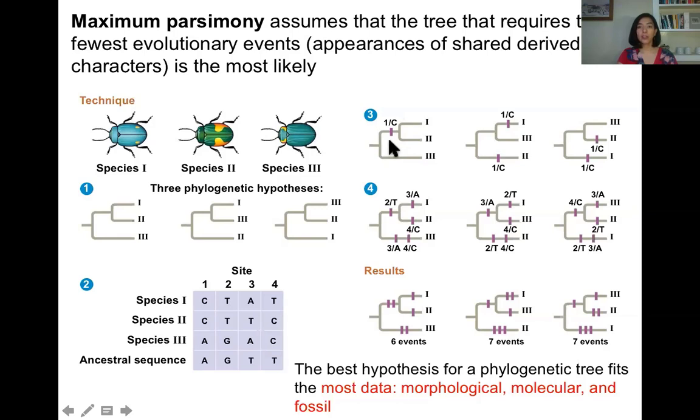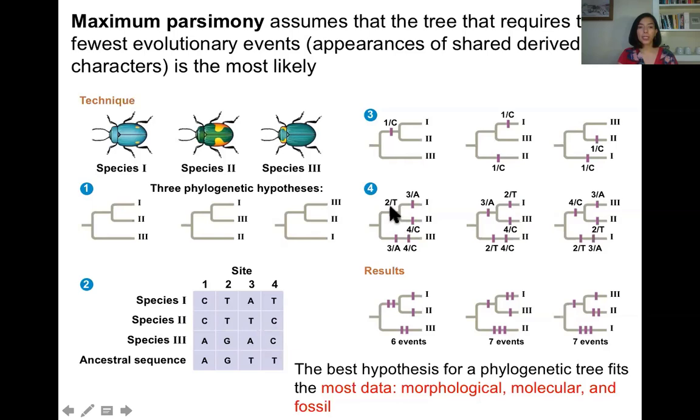Now let's go to the next site. The ancestral sequence will have a G. So we're not going to mark species 3, because it has a G as well. But then what happens with species 1 and 2? They have a T right here. So species 1 and 2 have a T, and I'll mark a T here.